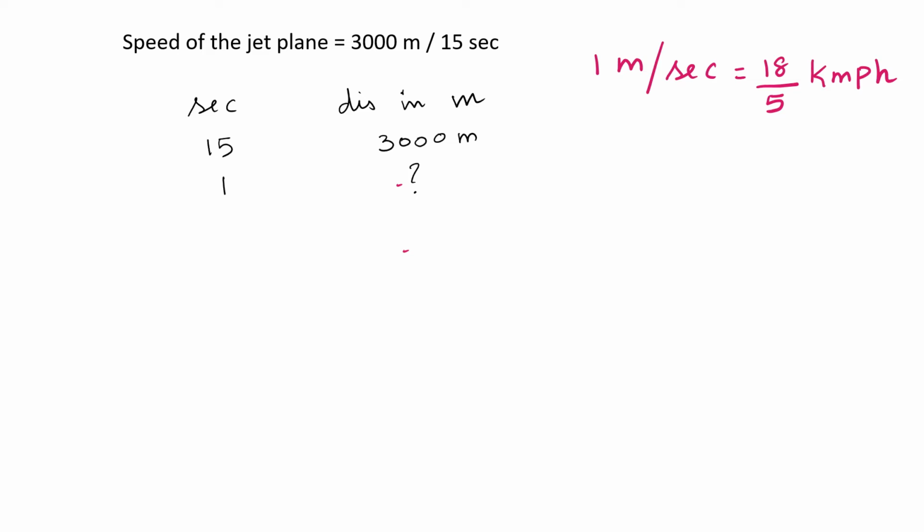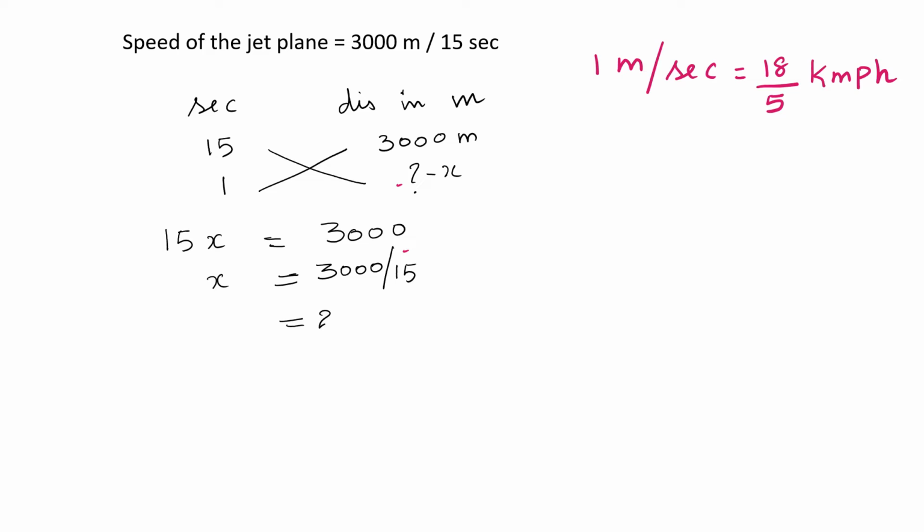So cross multiply: 3000 into 1 equal to 15 into x. So 15x equal to 3000. So x equal to 3000 by 15, which is 200 meters per second.